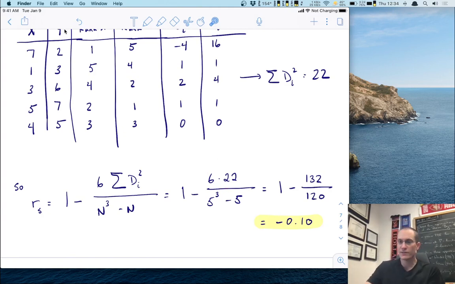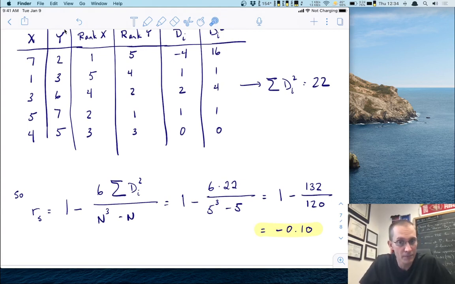And if we do that arithmetic, we get a negative 0.10. So that tells us that there's a slight negative relationship, a very small one because the magnitude is pretty close to 0, but the sign tells us it's a negative relationship. As one goes up, the other goes down. So that's that. That's the Spearman correlation. And notice nowhere does it use the mean or standard deviation. That's because they're ordinal variables. This is an example of what's called non-parametric statistics, and there are whole books written on it. This gives you a little taste.